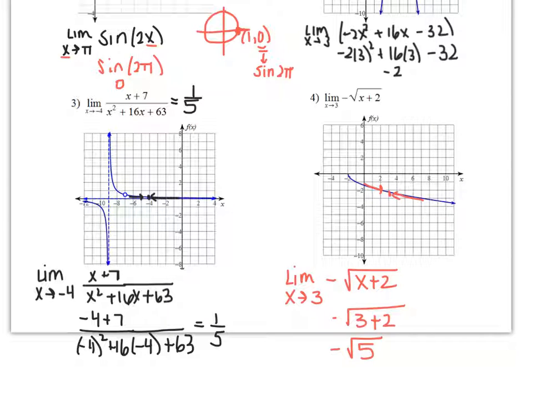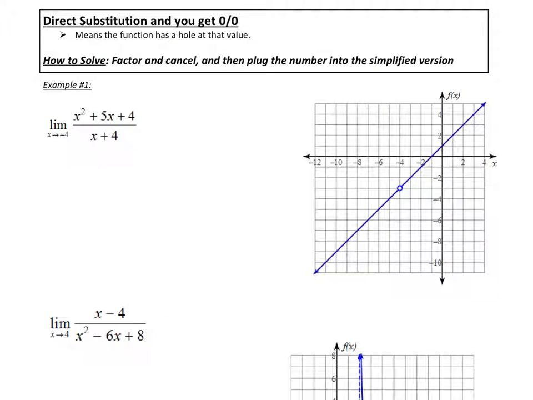If you type in negative square root of 5 in the calculator, you get approximately negative 2.23, and so on. So that's what we thought it was. It was a little bit less than negative 2. So this limit is equal to the negative square root of 5. Okay, let's move on to the next page.